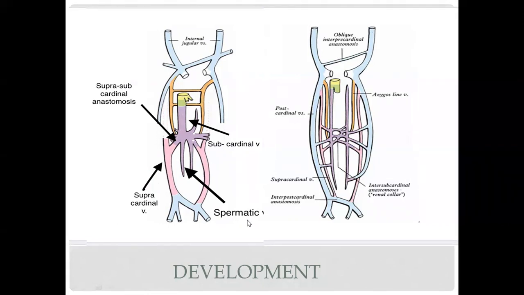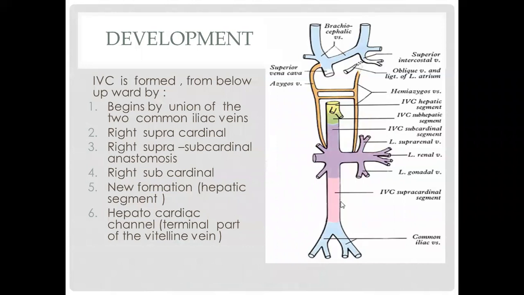The subcardinal vein on the right side separates from the posterior cardinal vein and joins the hepatic part. There is a subcardinal anastomosis, which becomes a part of the IVC and later gives rise to the renal vein and the gonadal vein as well.